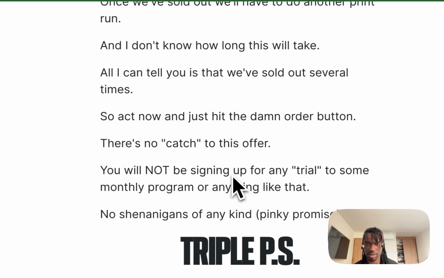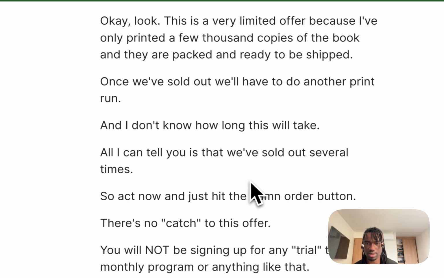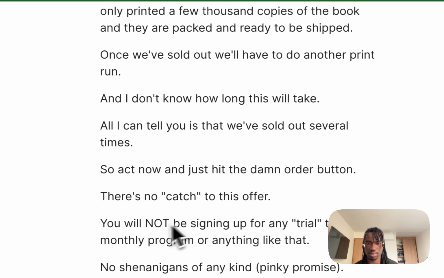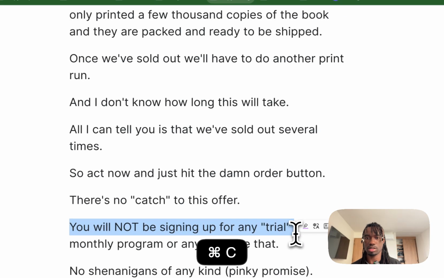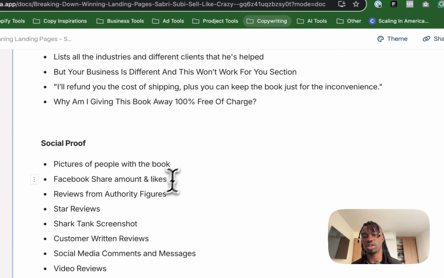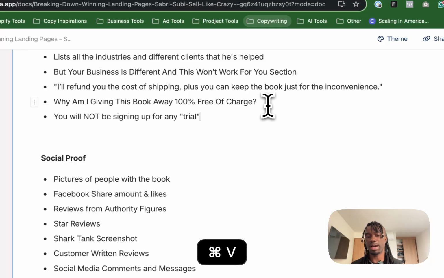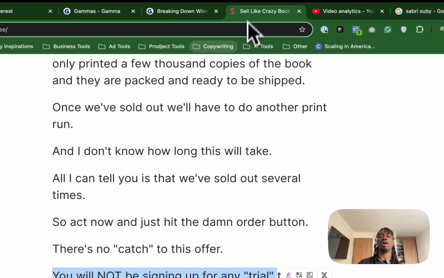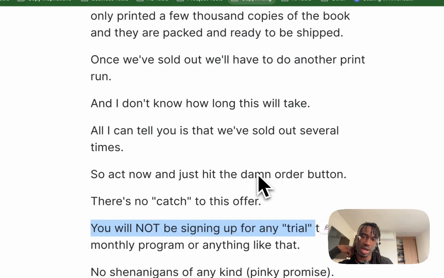You see here, the book is free. You'll not be signing up for any trial. This is last on objection handling. These are all things that run through people's minds when they go for it, because it's probably not the first time they're buying an info product, right? Or buying a free plus shipping product, right? And people have different strategies to get people on subscriptions, etc., right?